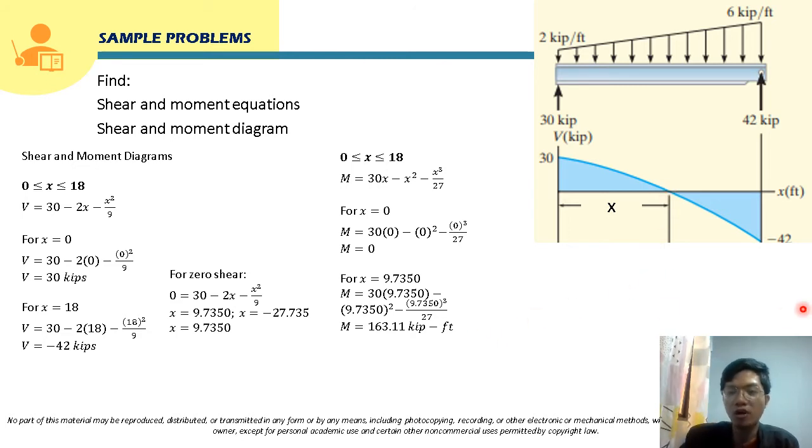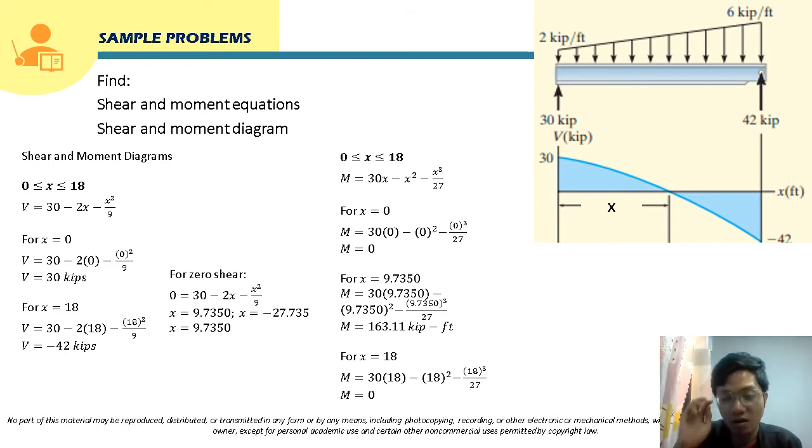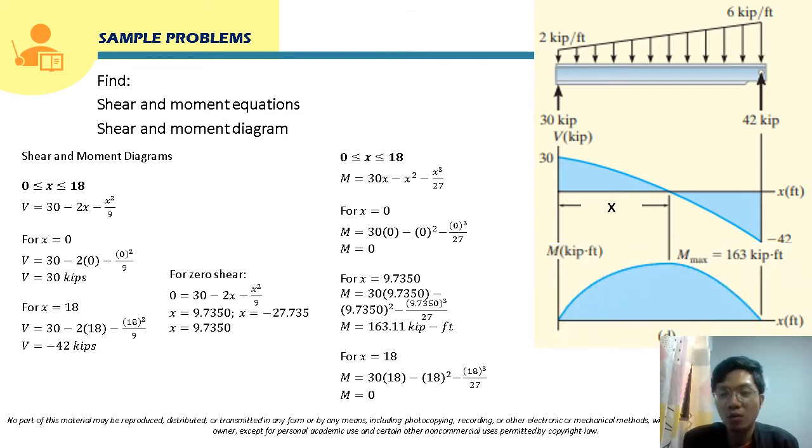Okay, and for the moment, at this point, x is equal to 18. So we also solve this. We just substitute 18 to all the variables x from the equation. So this will become 30 times 18 minus 18 squared minus 18 cubed over 27. So solving for the moment, this is 0. Okay, so we can now plot this in our moment diagram.